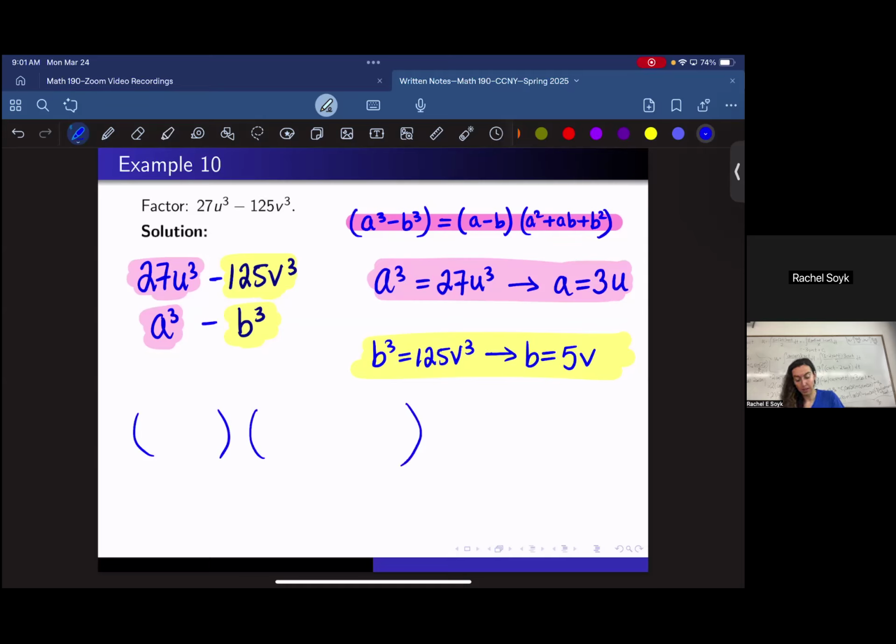We have our A minus B, so a 3U minus 5V. And then our A squared, 3U in parentheses squared is 9U squared. Our A times B, 3U times 5V is a plus 15UV. And then B squared, 5V times 5V gives you a plus 25V squared. And we're done.